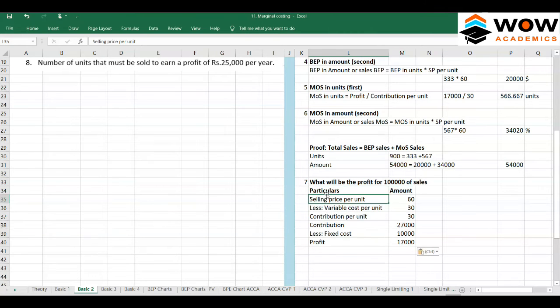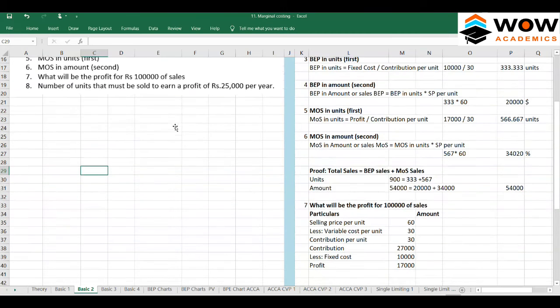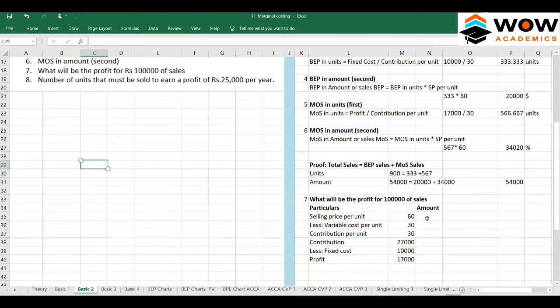So if selling price is 60, for 1 lakh units it would be how much? It would be 60 into 1 lakh. See, the sales is in amount. 1 lakh is going to be the sales value, right? 1 lakh will be the sales value.